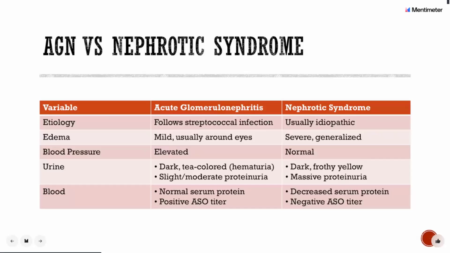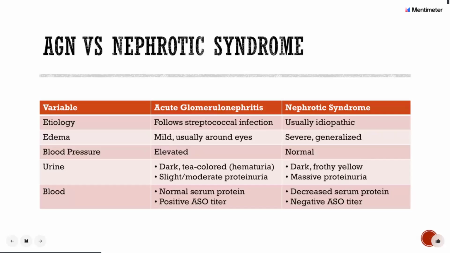We look at our blood pressure. Is it elevated or is it normal? Based on that intravascular volume and the changes that we're seeing based on our kidney function. We can look at our urine. We can see the differences in color and that frothy texture that we get with nephrotic syndrome.